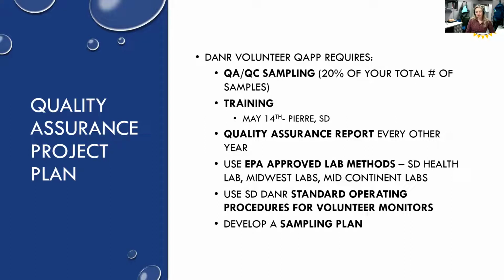It also says that you need to use South Dakota DANR standard operating procedures for volunteer monitors. That's just a document that outlines step-by-step each kind of sampling, so you can reference that whenever you want. It's part of the QAPP that you are required to have that document with you whenever you go sampling, so you have it available. Quick note, it's also available on our website. So if you just have your phone with you in cell service, you'll always have it with you. And then the last part of the QAPP is that you need to develop a sampling plan and then stick to that plan for the data to be high quality.